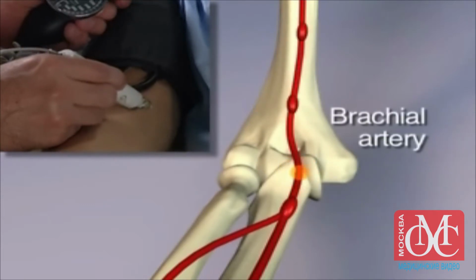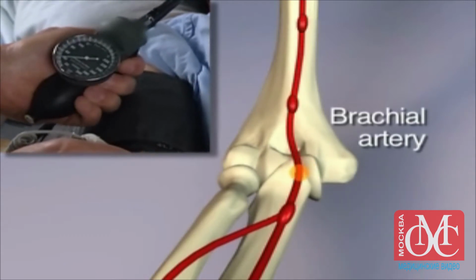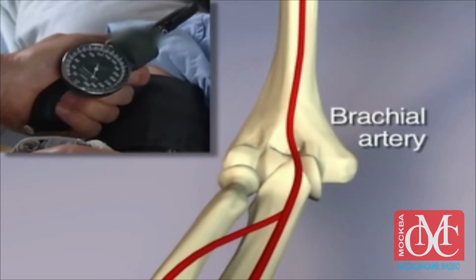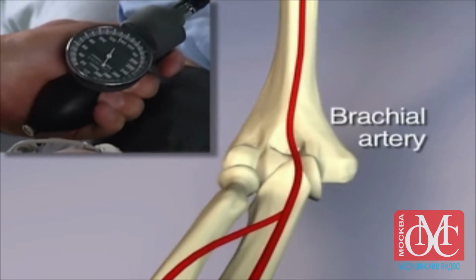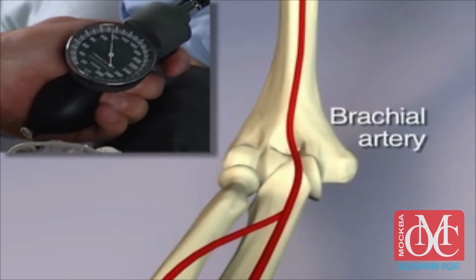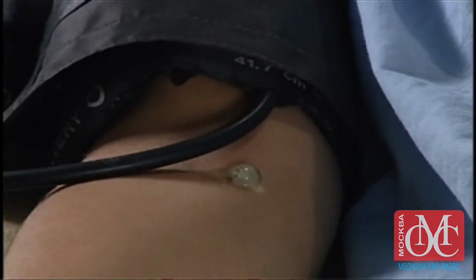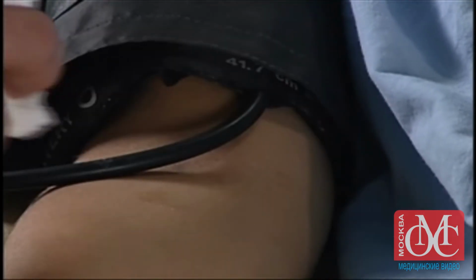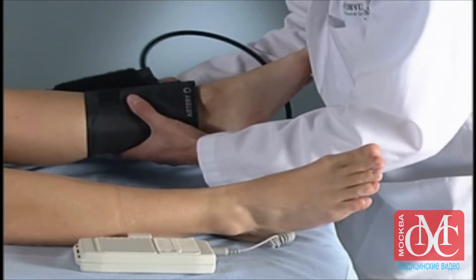Inflate the cuff rapidly until the brachial artery flow ceases, no further Doppler signal, and continue for about 20 to 30 millimeters of mercury above this value. Following this, deflate the blood pressure cuff slowly at 2 to 4 millimeters of mercury per second in order to note the systolic value. You can then wipe the gel from the patient's skin and repeat the procedure on the other arm. Following measurement of the systolic blood pressure in the upper extremities, measure the systolic blood pressure in the lower extremities. First, place the cuff above the ankle.